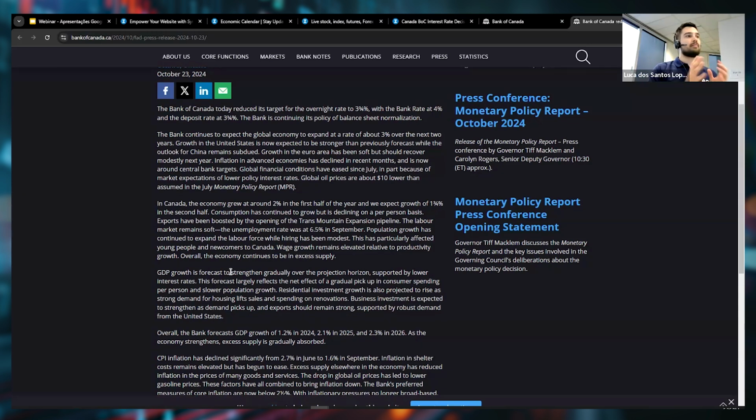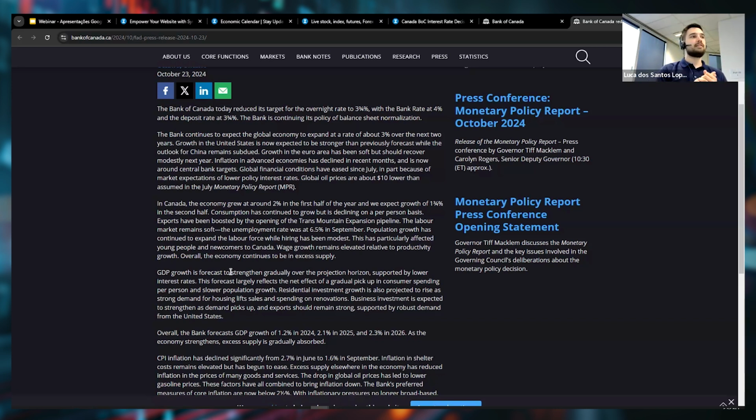So it is bearish. Okay, this is bearish from the 50 basis points cut. It is very bearish for the Canadian dollar, because the lower interest rates make the currency less attractive for investors that are seeking higher yields, especially in the middle of such a market like this.